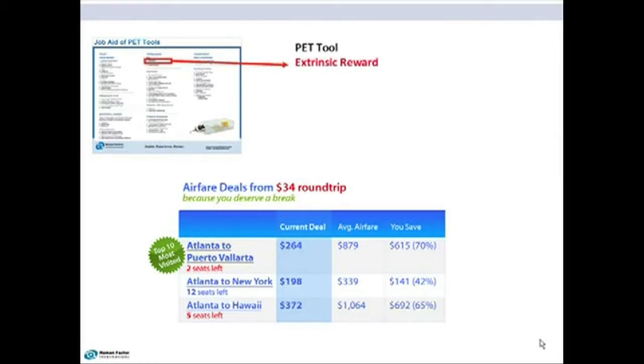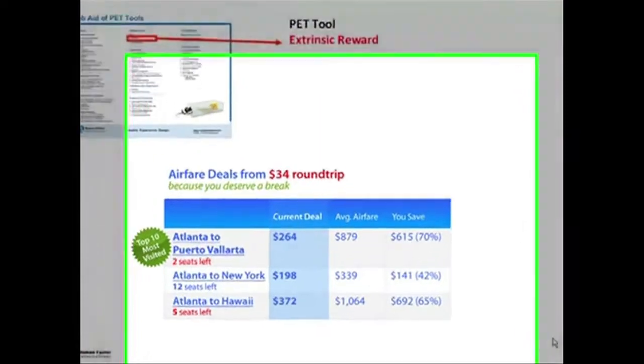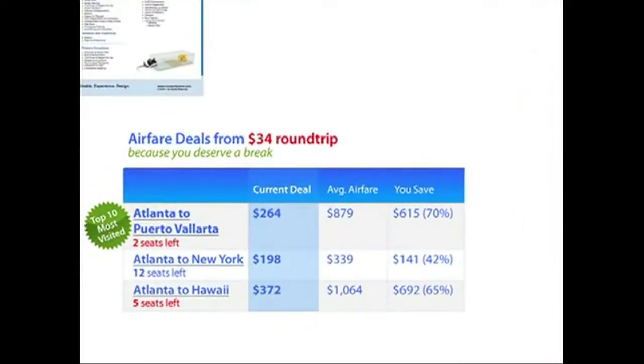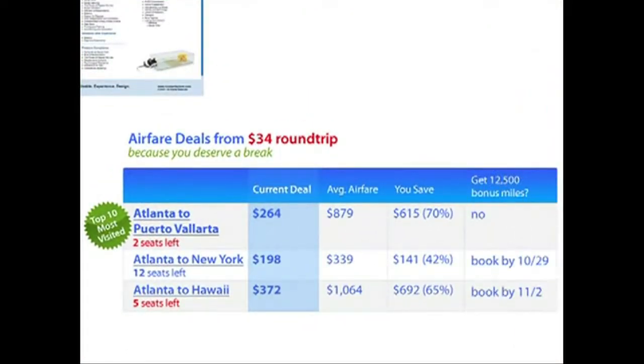Okay, we have extrinsic reward. So if we can give people something, then that can help motivate them to act. So we'll go ahead and add something to the design. So okay, I get 12,500 bonus miles if I purchase this trip to New York, and actually that's halfway to enough miles for a free trip, so that's pretty good.